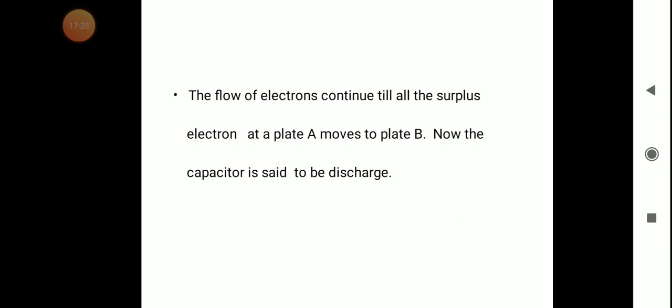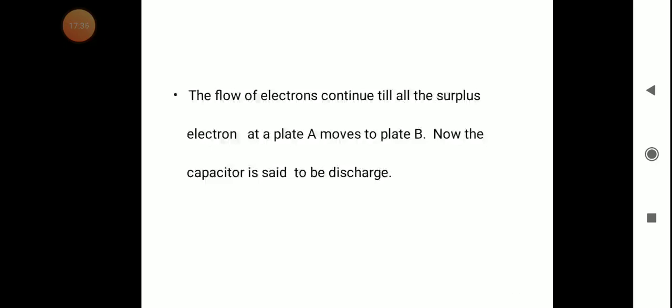Like this, the capacitor charges, storing energy. After charging, it discharges the energy. Charging and discharging is the property of the capacitor. Now we try to discuss different types of capacitors. Until now we defined only the capacitance.